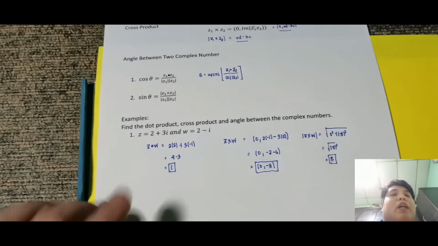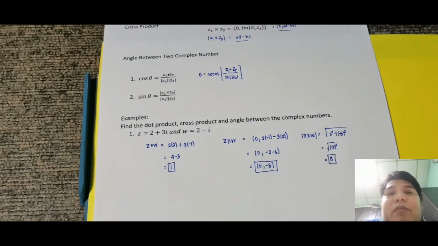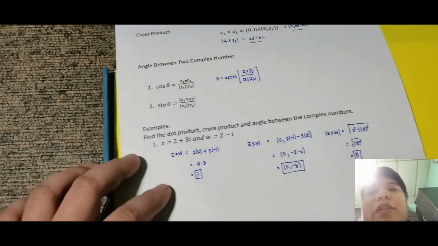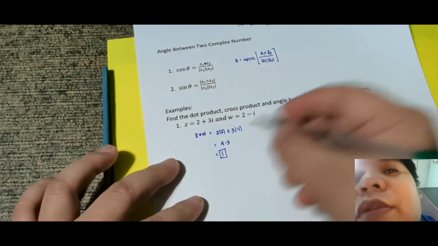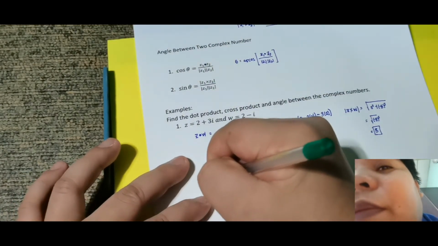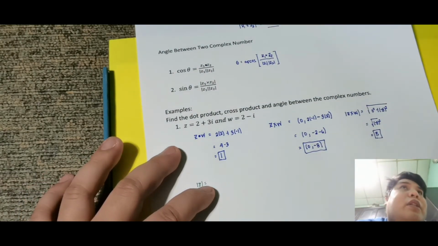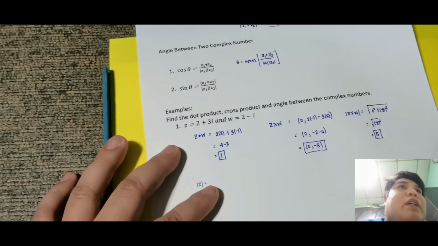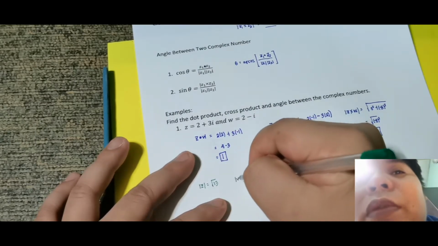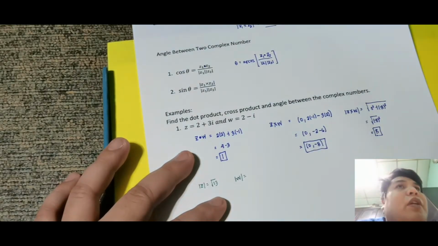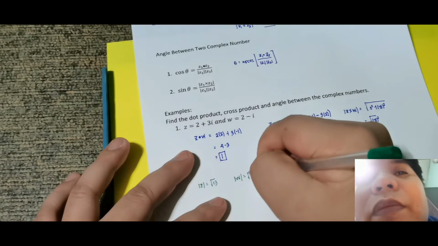Okay, next. Since nagamit ko naman na yung dot product, try ko lang kunin yung angle between two vectors. Paano naman yung angle between two vectors? Kunin ko muna yung modulus ng Z saka ng W. Modulus ng Z is simply equal sa square root ng 2 squared, 4, plus 3 squared, 9. So 4 plus 9, that is square root of 13. Modulus ng W is simply equal sa square root ng 2 squared, that is 4, plus negative 1 squared, that is 1. So that is square root of 5.